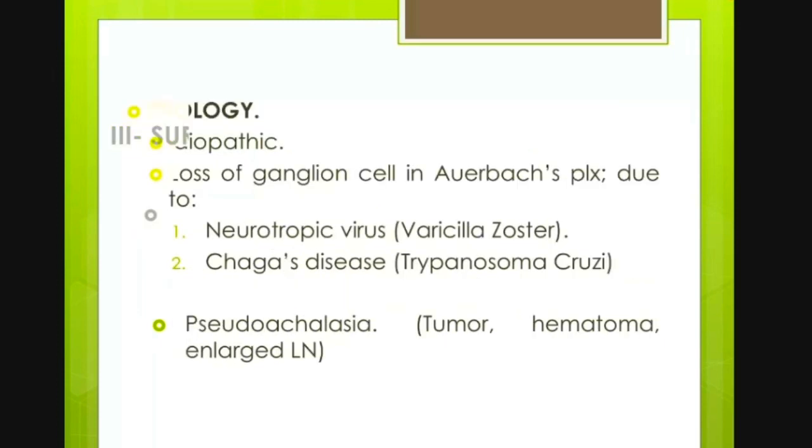The etiology may be idiopathic, or maybe the loss of the ganglion cells of the Auerbach plexus, either congenitally or due to a neurotropic virus, which is Varicella zoster. Or maybe Chagas disease, which is due to Trypanosoma cruzi. Chagas disease occurs more in South America.